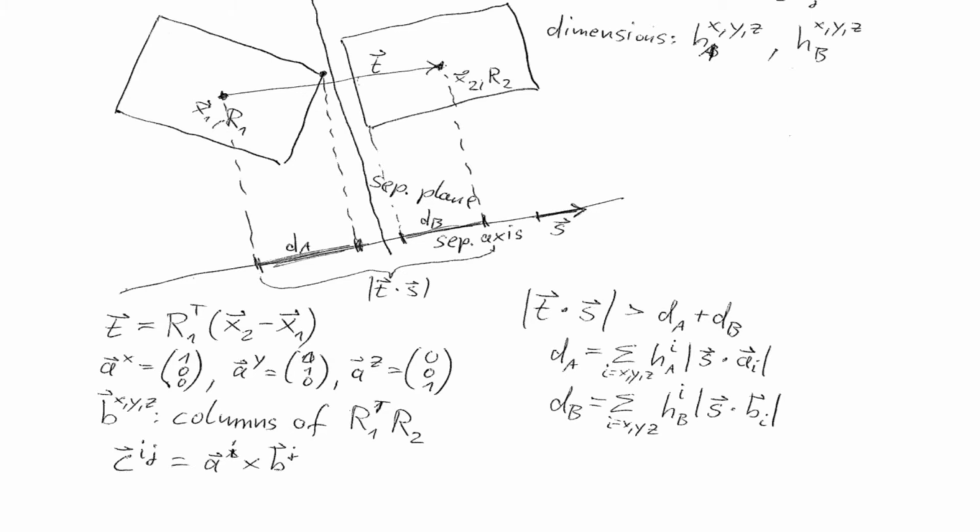Let me make a little example. Let's call the direction to check S. And now the vector t. Let's transform the vector t so that at least one of the two boxes, the first box, is aligned with the coordinate axes, because that simplifies the computation somewhat. This can be done by R1 transpose times x2 minus x1. And then we have to check the separating axes.